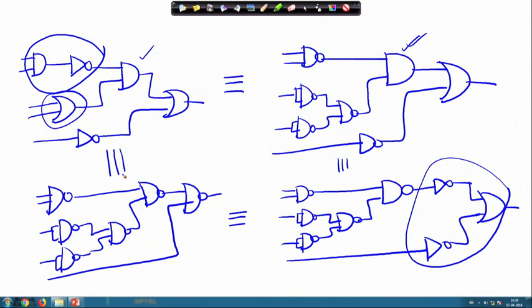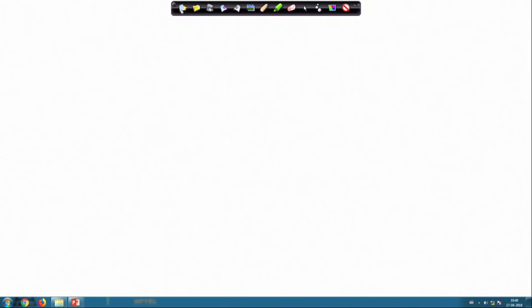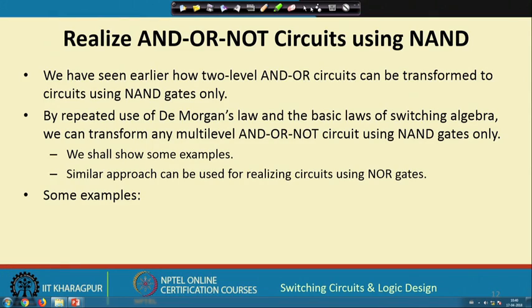So, you see, just by knowing some of the rules that you already know and the kind of transformations that I just talked about some time back, you can convert any arbitrary circuit using systematic methods using NAND gates only. Similarly, you can do it for NOR gates also, the rules are pretty similar.